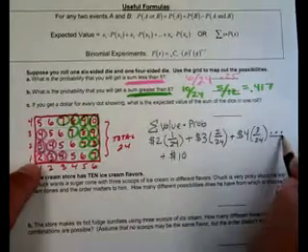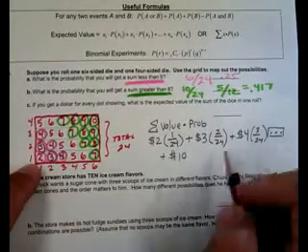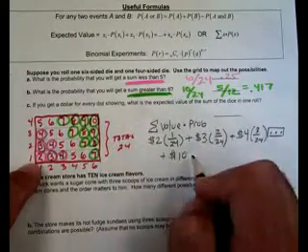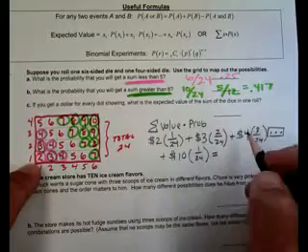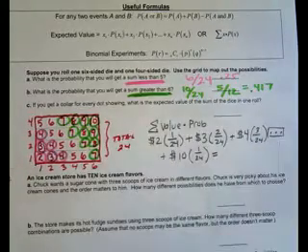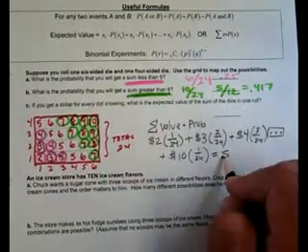So I'm going to put dots here so you know that you keep going until you get to the highest amount you could get, 10, and that's 1 out of 24. Now if you add all these together, you should come up with an expected value of $6.